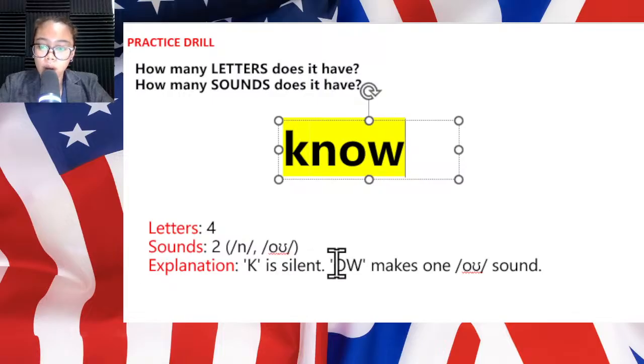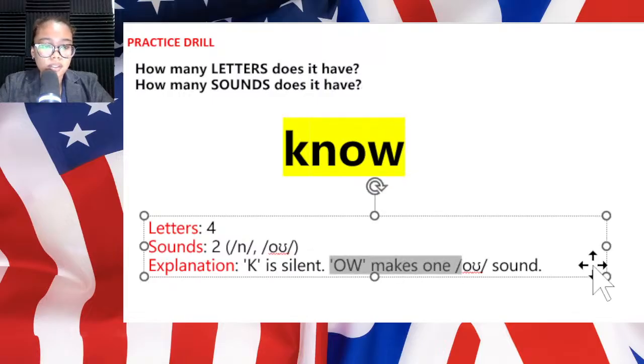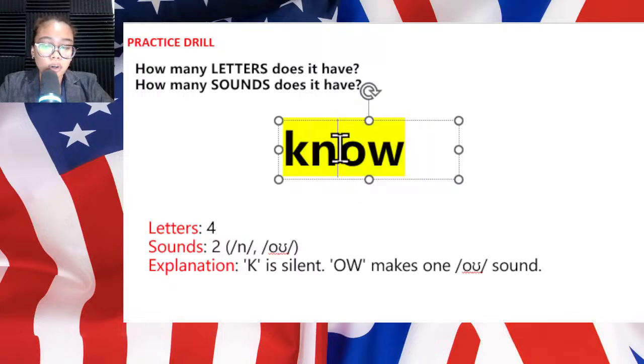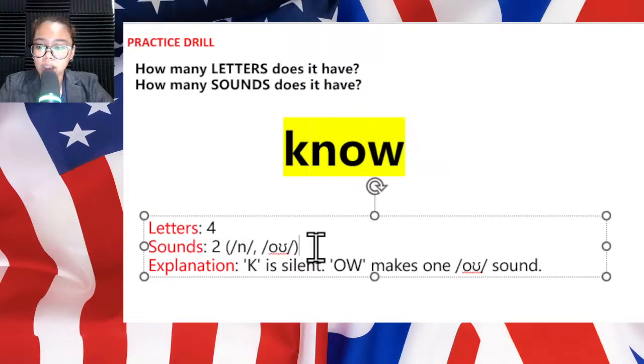And then O makes one O sound. So this is the long O vowel sound, often a diphthong, similar to the sound in "go" or "snow." So the O and W together form a single sound unit. So they are combined to make one sound. So again, there are only two sounds for the word "no."